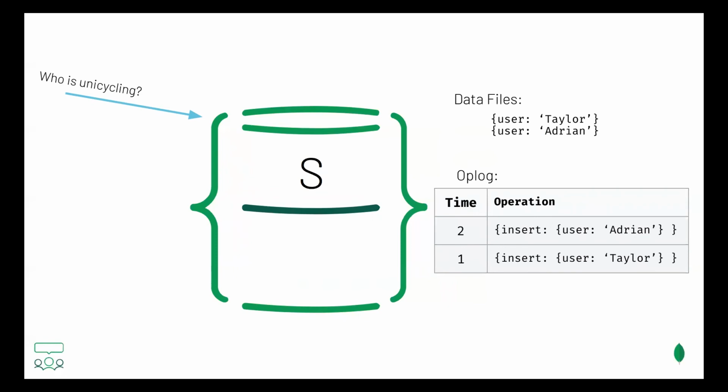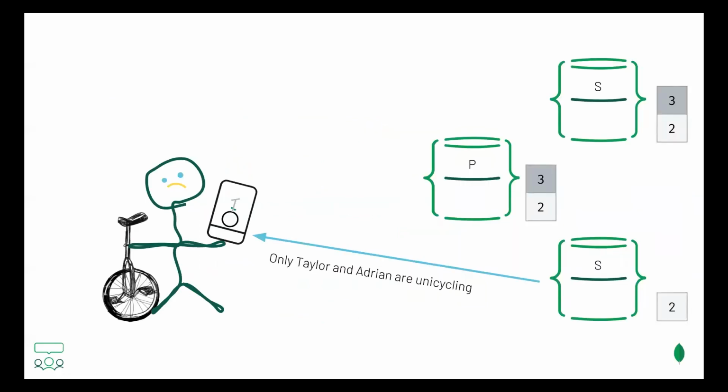When the read arrives at the secondary, this is the state of the node. The data files contain only the first two writes, and the op log has an entry for each of those writes. And so, the read will return that Taylor and Adrian are unicycling. But Alex is confused and concerned. Where is the post saying that Alex is also unicycling? Will any of Alex's friends see that they're unicycling and come join?